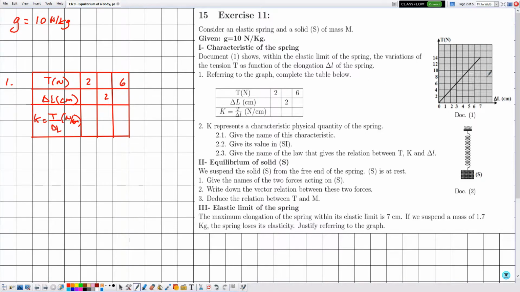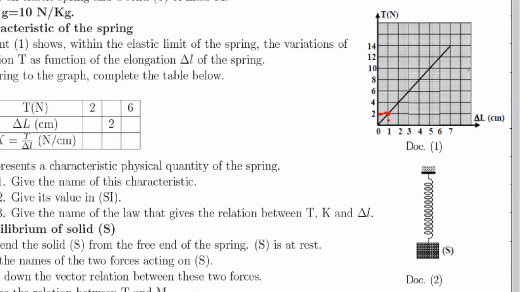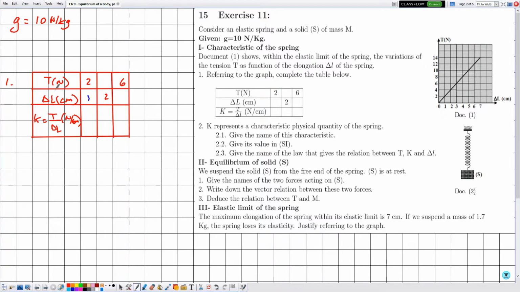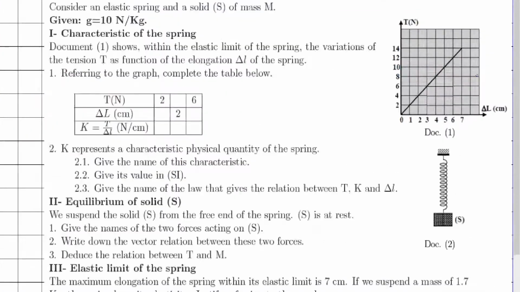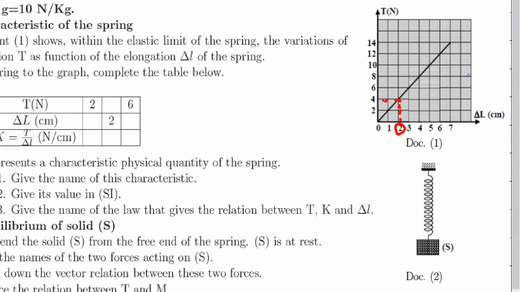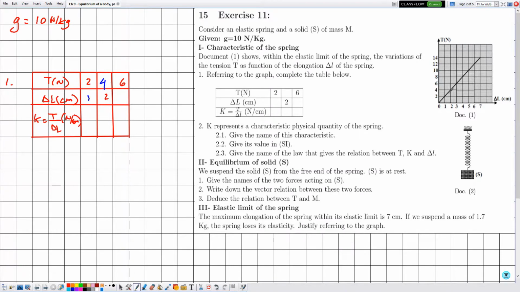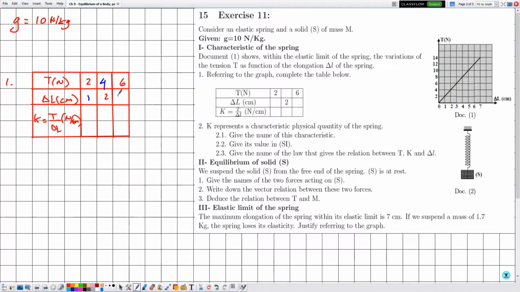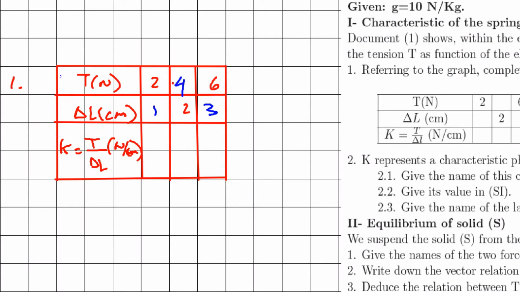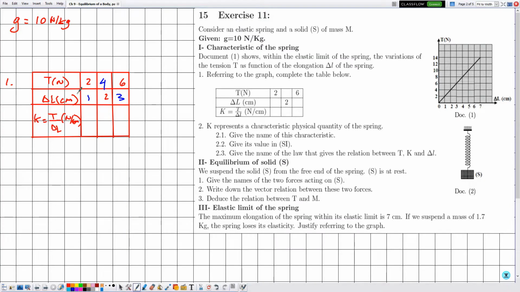Now, for T equal to 2 newtons, referring to this graph, we can notice that delta L is 1 centimeter. So this is 1, and the units are included in the first column of each cell of this table. When delta L is 2, the value of the tension is 4, and whenever the tension is 6, the value of delta L is 3. So in most cases we can notice a pattern on the table. This is for variables, but if the quantity is a constant, no pattern will be found and the value will be constant.